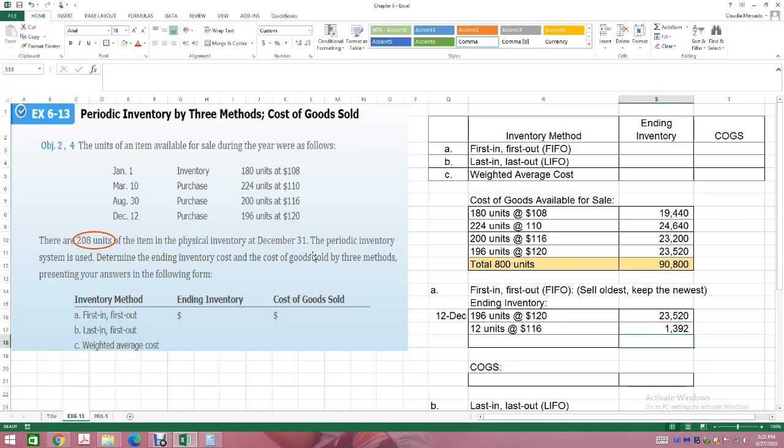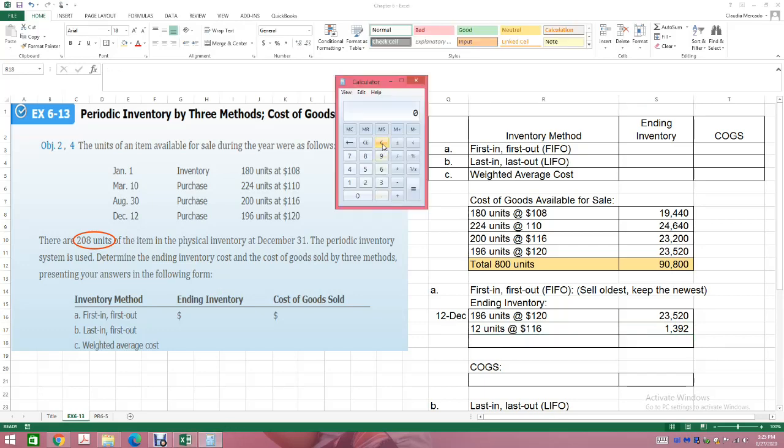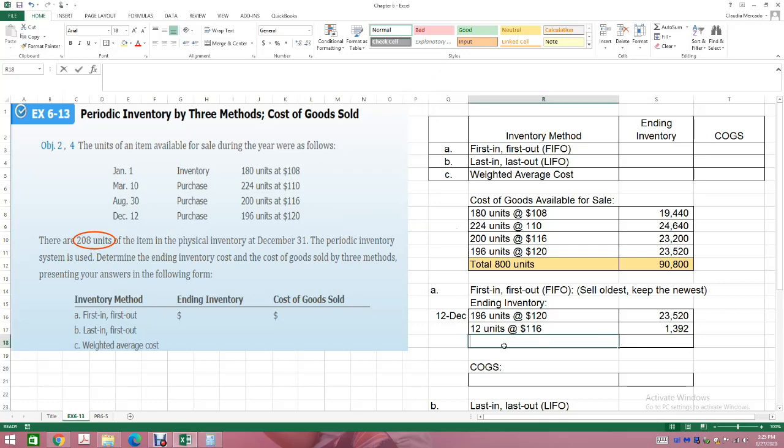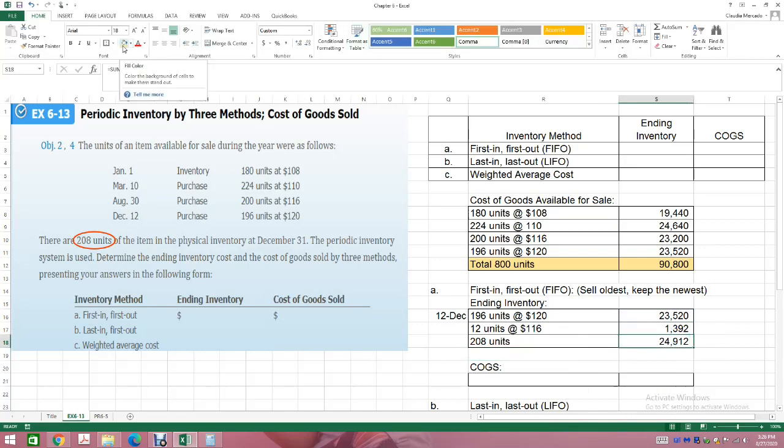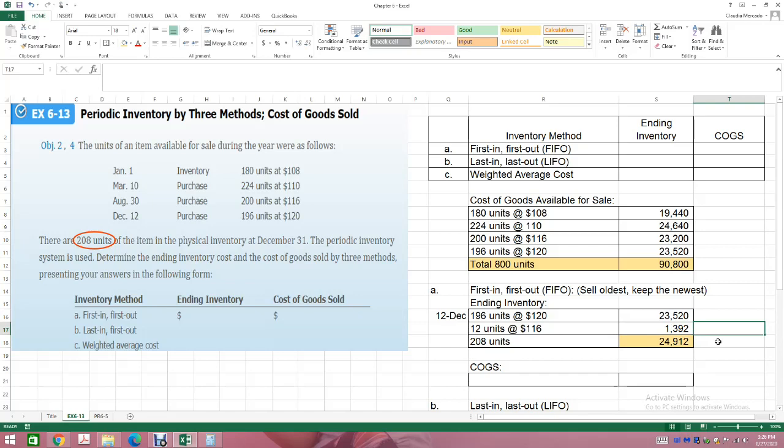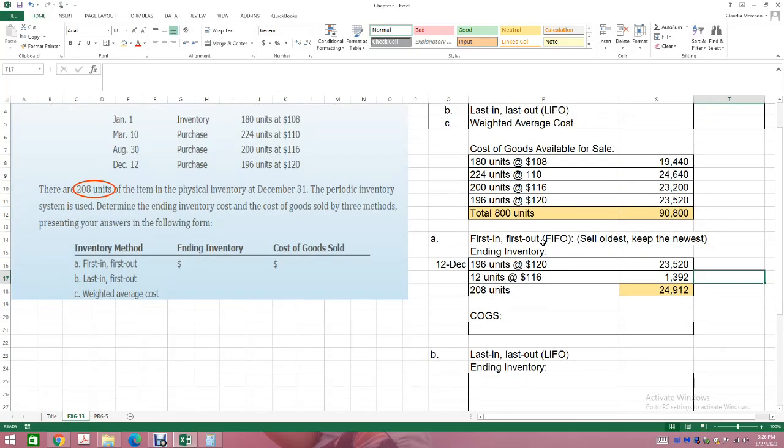So that's going to give me 196 plus 12. That's going to give me 208 units, which is what I have left, which is awesome. So I have 208 units left. And those 208 units are valued at, we're going to add those two together, 24,912. So that is how I calculate my ending inventory.